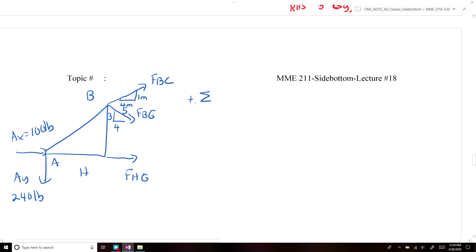All right, for our left-hand side. The main assumption of this method of sections is that this section of the truss must be in equilibrium. So we can say that the sum of the moments about point B must be equal to 0 in order for the truss to be in equilibrium.